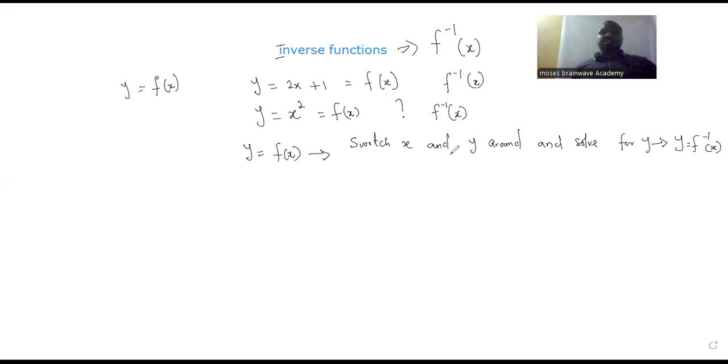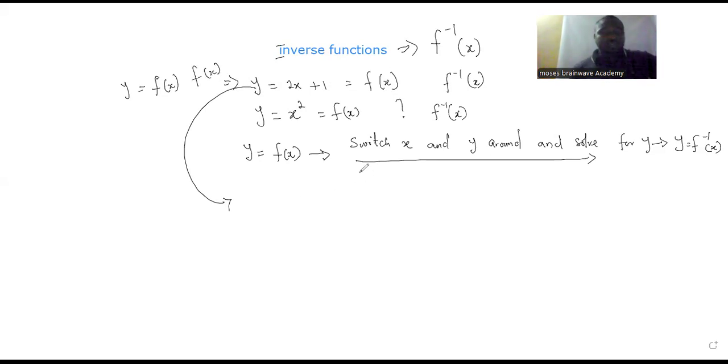Now, this sentence is too long. The only thing you need to get from here is: switch the values of x and y in the original function, and solve for y. Then you're going to get the inverse. So for instance, if I take this particular function down here, I have my y equal to 2x plus 1. This is my original function, f of x.